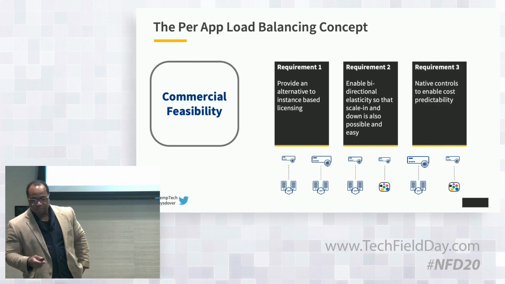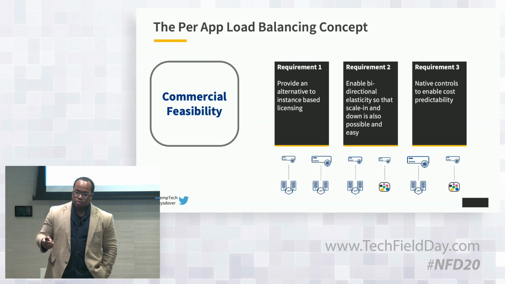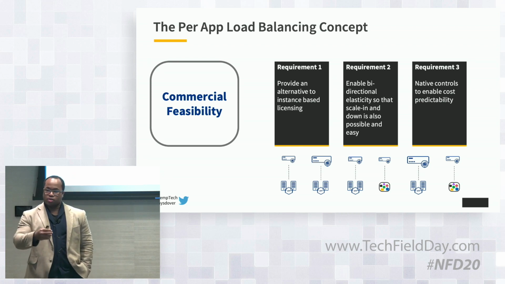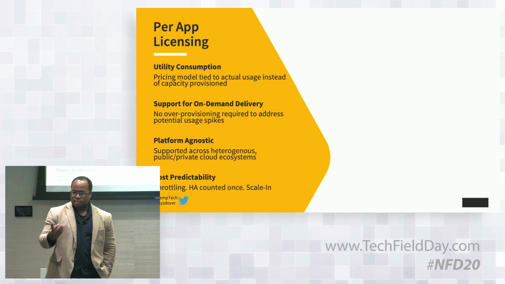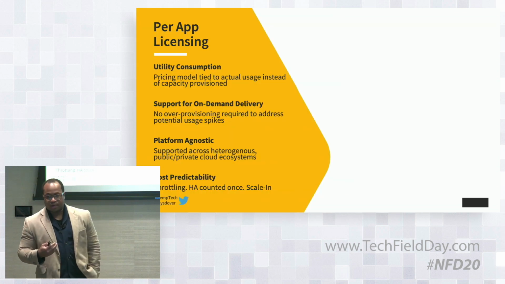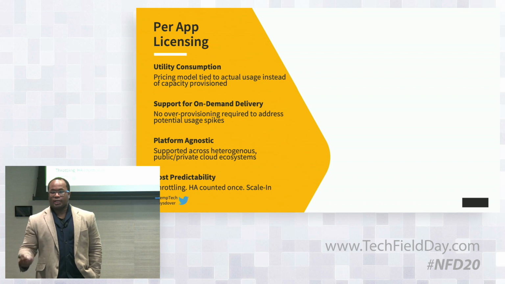The third piece would then be to have native controls to keep a handle on costs, because if you just let all of your business units in IT go hog wild and deploy what they want, things could get out of control very quickly. This is basically the model that we've created with our per app metered licensing approach. I'll demonstrate this visually in a moment.